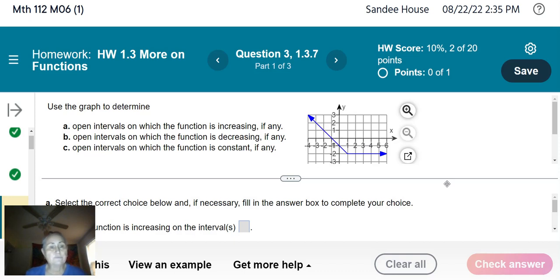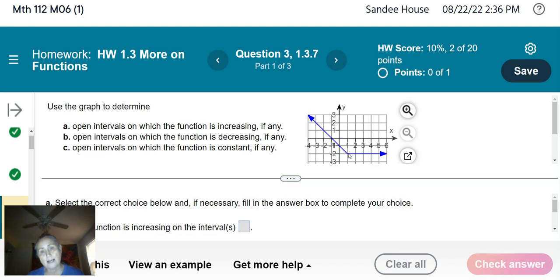All right, here's a graph. Again, they ask us to find increasing, decreasing, and constant. Now be careful because they don't always ask it in this order. Increasing means the graph has to be rising, and you'll see this graph is never rising. Decreasing means it's falling, and you'll see this graph is falling here.